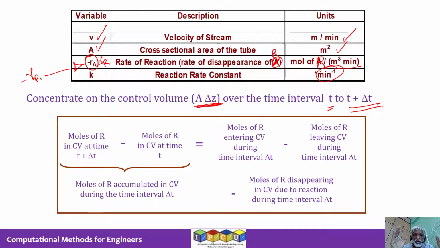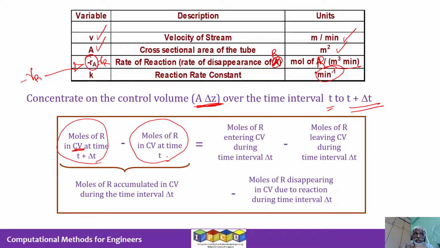For this control volume of size A delta z, we are doing the usual stuff. Over this time interval delta t, how many moles of R have come to be accumulated within this control volume? That is given by the moles of R in the control volume. So CV is the control volume. So moles of R in the control volume at time t plus delta t minus the moles of R in the control volume at time t. If you take the difference, you're going to get the moles of R accumulated in the control volume during this time interval that we are observing the system.